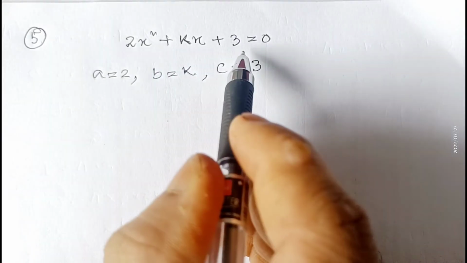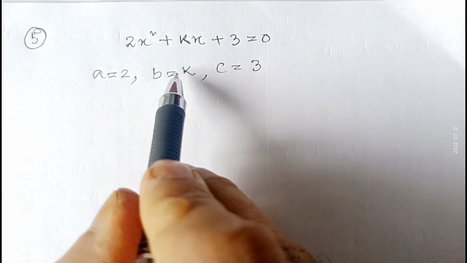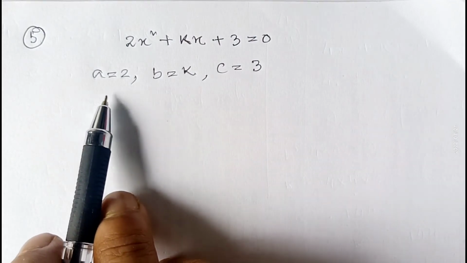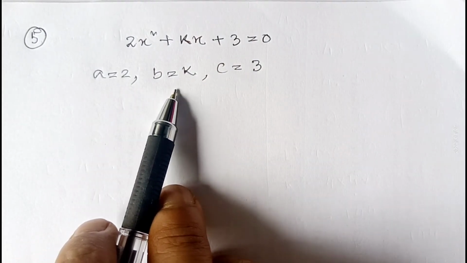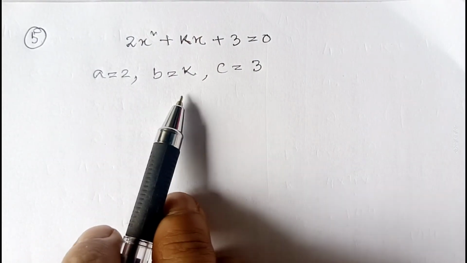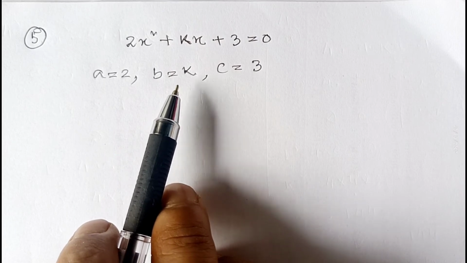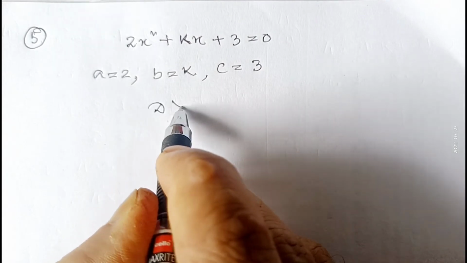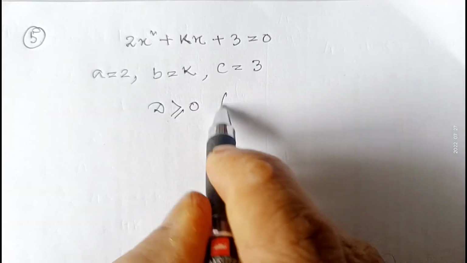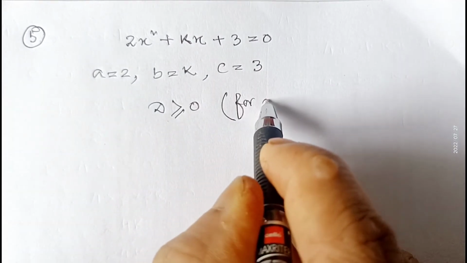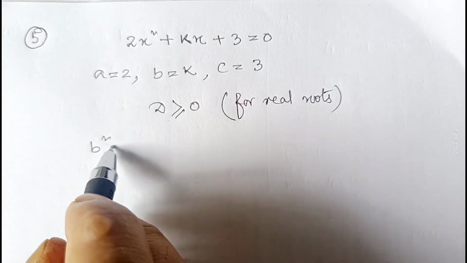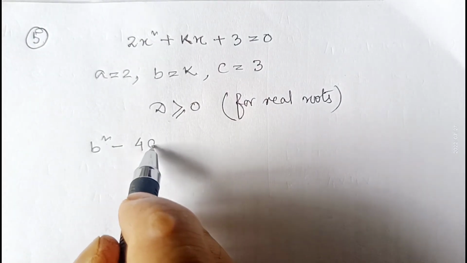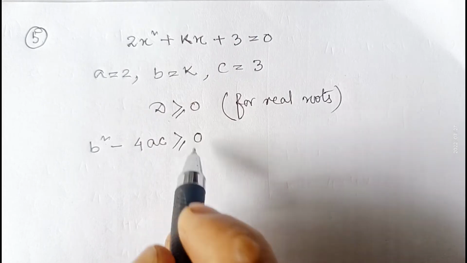If I compare this equation with ax square plus bx plus c equals to 0, in that case a will be 2, b will be k, and c equals to 3. Now as given in the question, we have to find the value of k for real roots, and we know for real roots d is greater than equals to 0. You can write here for real roots, d is b square minus 4ac, so b square minus 4ac greater than equals to 0.